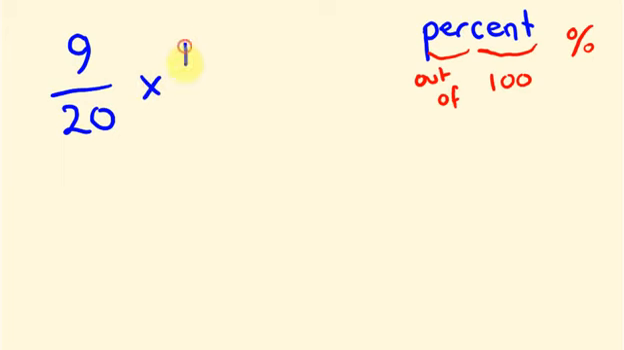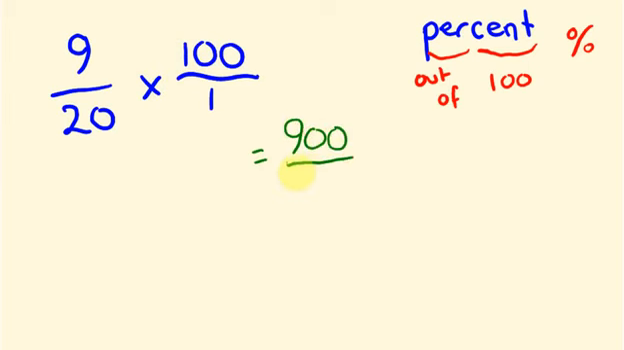So we're going to times this by 100 over 1 to turn it into a percentage. And then what do we do? You'll remember that 9 times 100 is 900. 1 times 20 is 20. What can we do next? We can cancel out these zeros, yeah? And we're going to end up with this 90 divided by 2. Now, 90 divided by 2, if you get 90 and you cut it in half, you're going to end up with 45%.